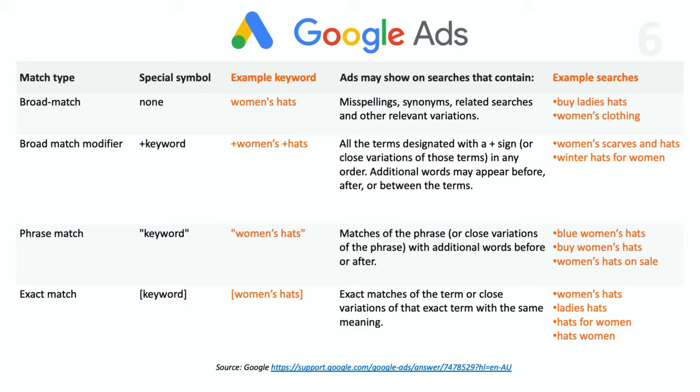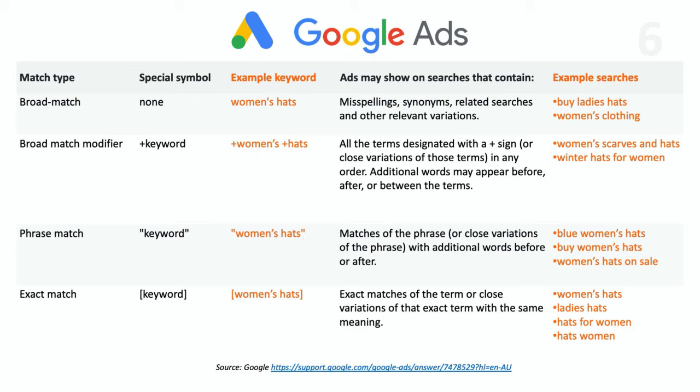If you had set an ad campaign up with a broad match keyword like women's hats, then you are likely to trigger that ad for misspellings, any synonyms, related searches, and any other relevant variations. But the bot can also be quite good at triggering ads for some fairly irrelevant searches as well, that for your business are probably not related.